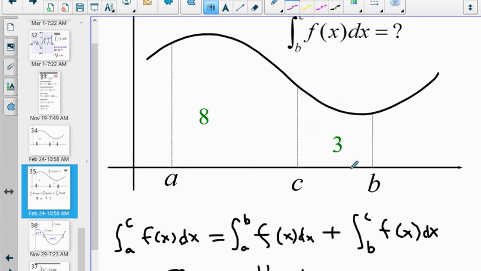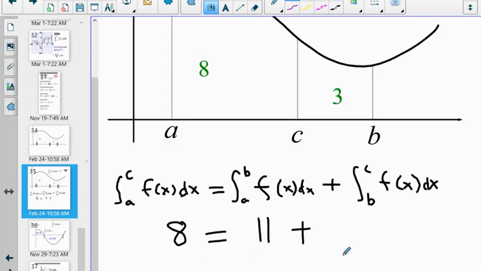So how do we handle this if my upper limit is lower than my lower limit? This is where that definition comes from. If I change my limits of integration, we've got to fill in the blank here. 8 is equal to 11 plus what? In order for this to make sense, this number needs to be the opposite of the integral from C to B. The integral from B to C must be the opposite of the integral from C to B in order for this to be consistent with what we already learned.